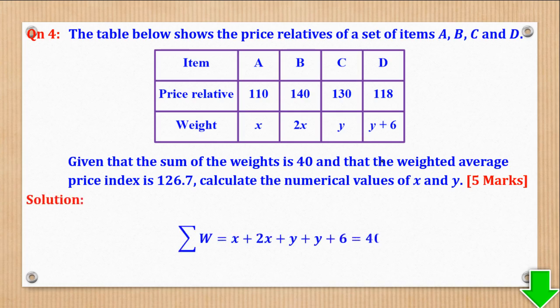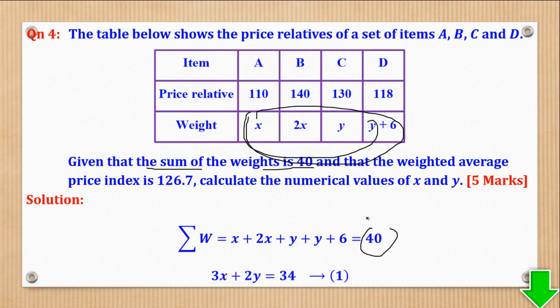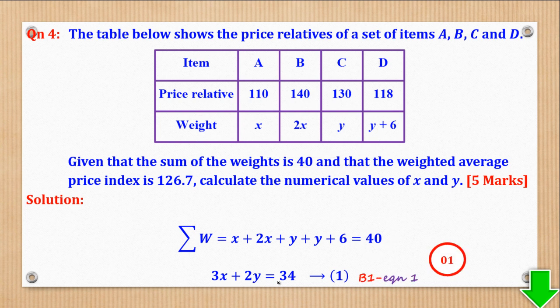So first we need the total weight. All this will be equal to 40. That's what they have told us: the sum of the weights is 40. So all these ones, when you add them, you should get 40. Therefore, I can get an equation in X and Y, and I'll call it equation 1. I'll need another equation. The other equation will be got from the weighted average price index.